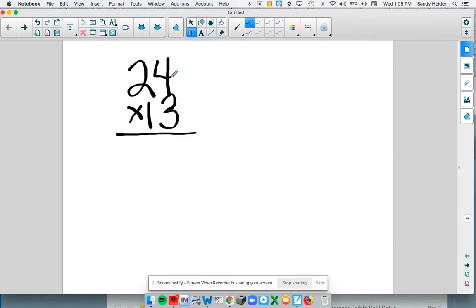So 3 times 4 is 12. Carry my 1. 3 times 2 is 6, plus 1 more is 7. That row's done.